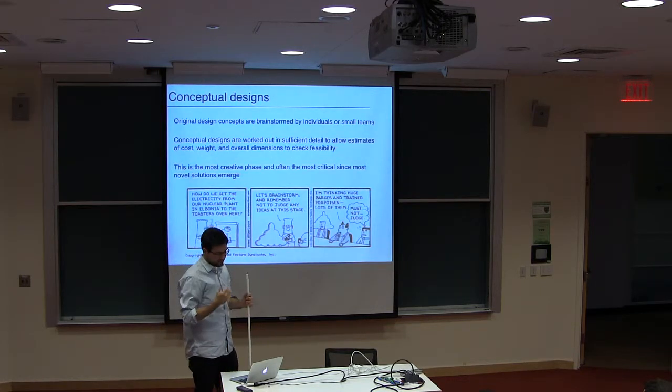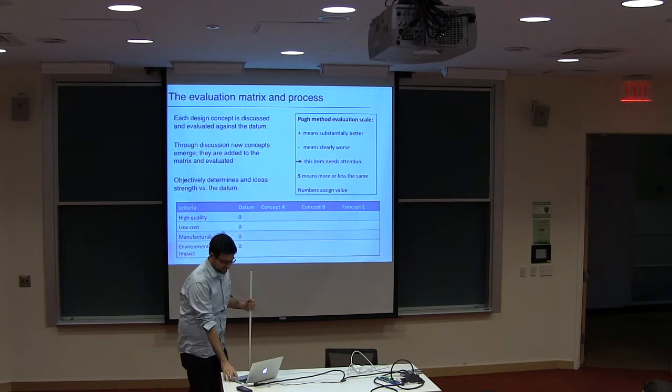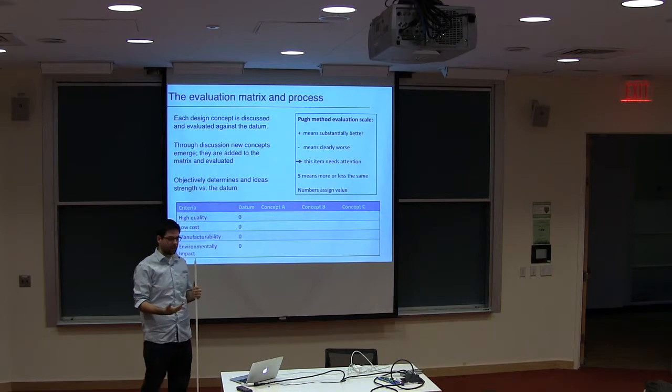But what this is illustrating is what they really need is a way to take his idea, not tell him it's a stupid idea, and show him that it's not a good idea. And so the way to do this is with an evaluation matrix.